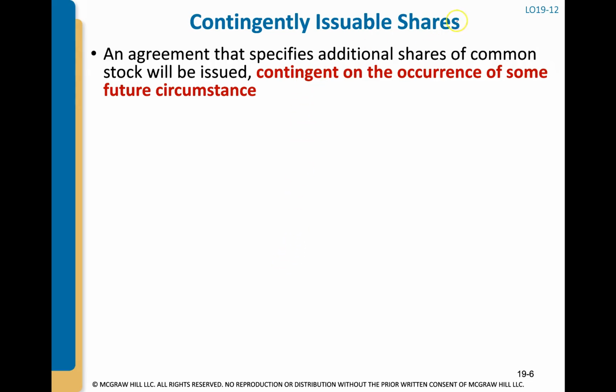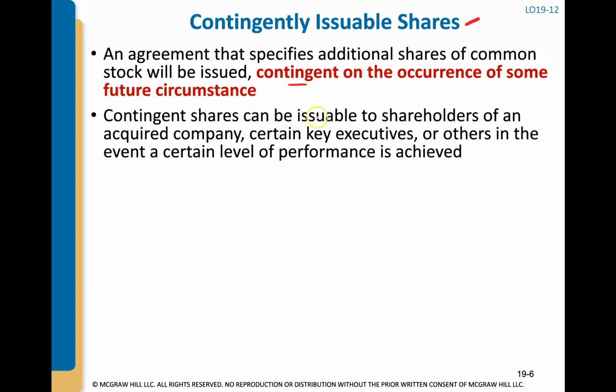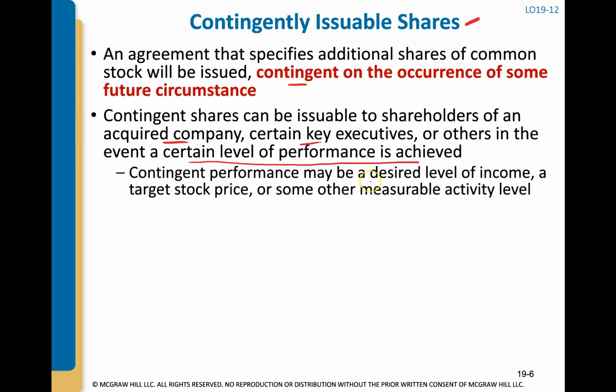There's other issues with earnings per share, and these are called contingently issuable shares. These are potential shares of common stock that might be issued, but they're contingent on the occurrence of some future event. These contingent shares can be granted to shareholders of a company that we might be acquiring. They can be issued to certain key executives or others, and are determined to be issuable, meaning they will actually be issued, if a certain level of performance is achieved. That kind of performance might be a company reaching a desired level of income, achieving a certain target stock price, or some other measurable activity level.